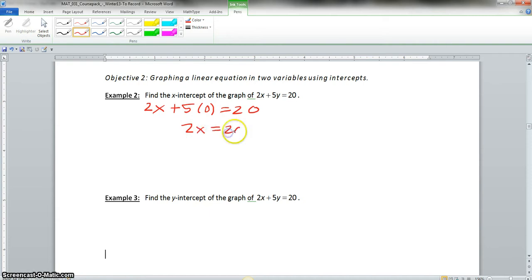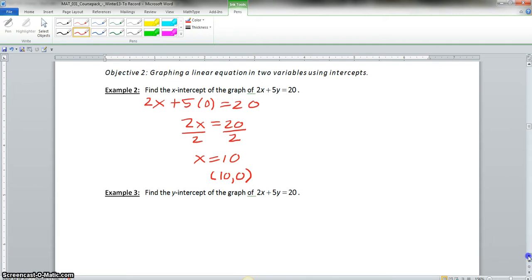So we have 2x is equal to 20. Now we would divide each side by 2. And x is equal to 10. Now it says here, find the x-intercept. Now in most problems, because you're getting to upper level maths, typically they want you to list your intercepts as ordered pairs. So we will list this intercept as (10, 0), because our x is 10 and our y is 0, and this is the x-intercept.